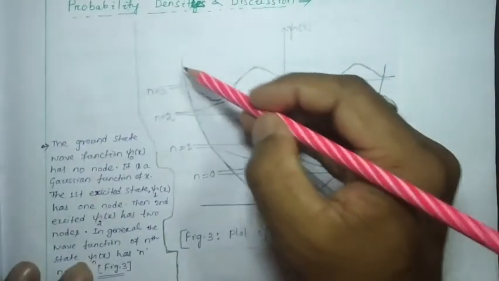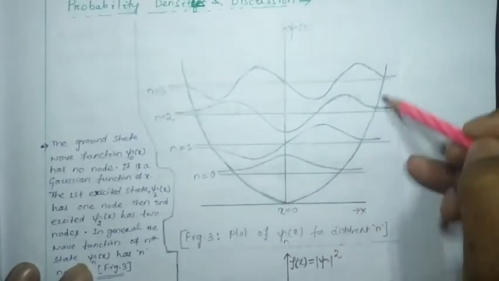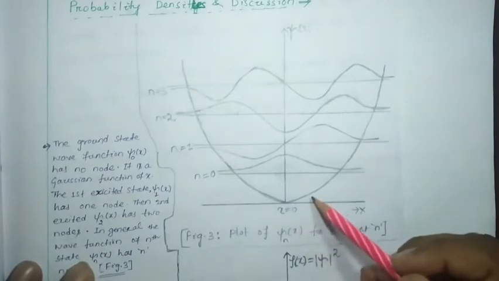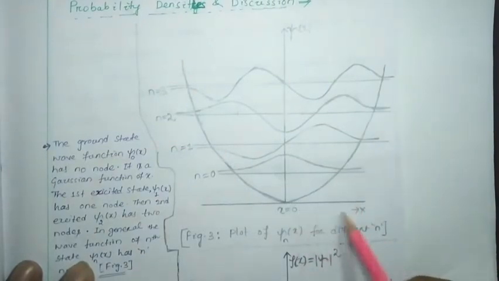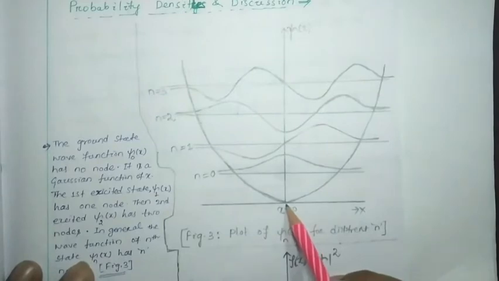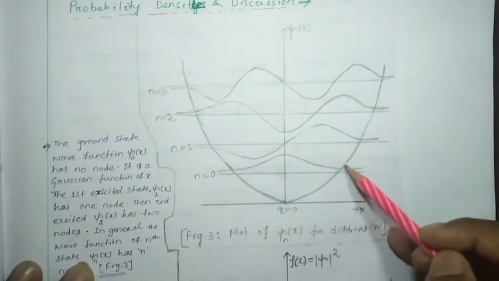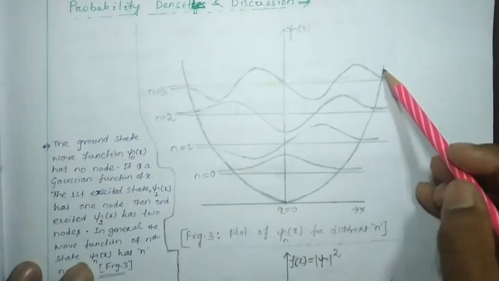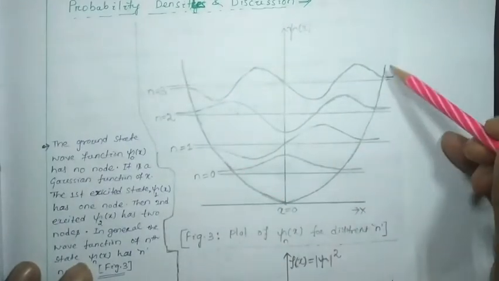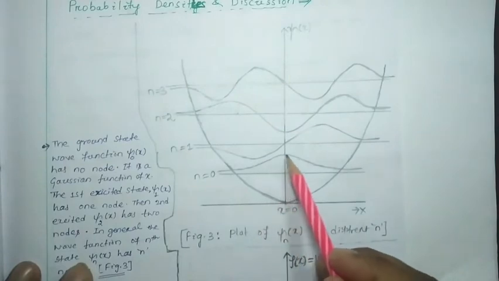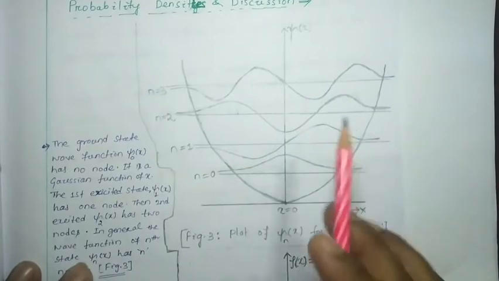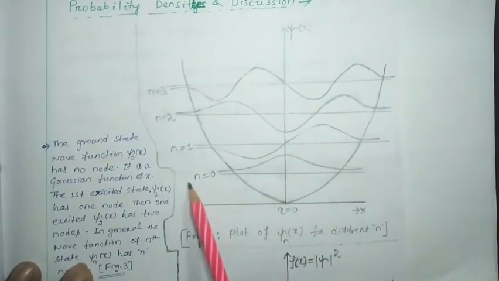Now what is this curve? This curve represents your potential energy as we are moving from the origin, or from the center, to outside. The potential energy varies like this. So this is the curve of potential energy, and this curve is the wave function of the first excited state. I told you that is the ground state, for n is equal to 0.